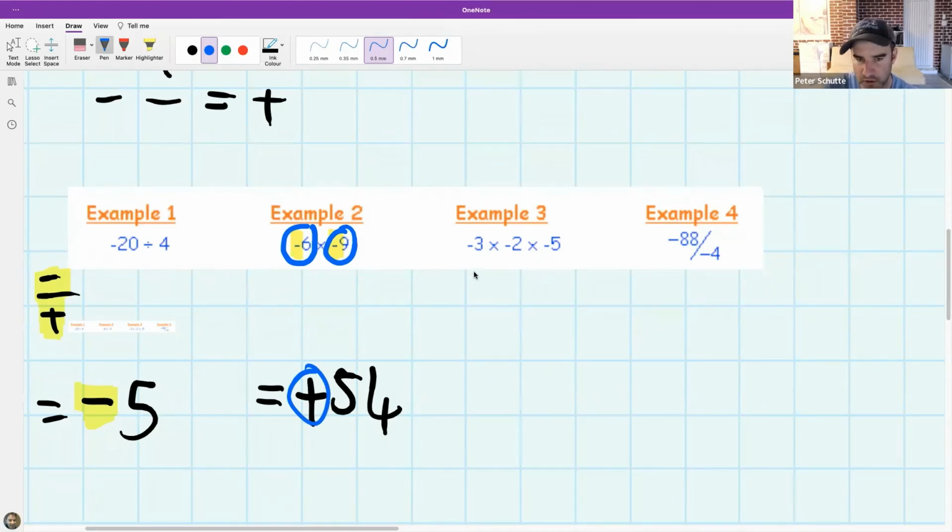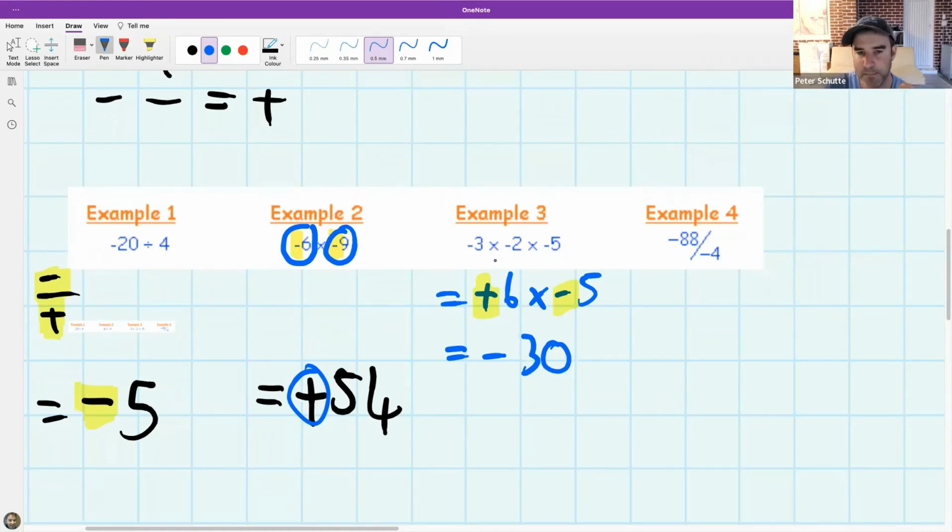So let me show you on this next one. Can you see I've got negative 3 times negative 2? What do you think that's going to end up being? Are you still with me? Okay, so negative 3 times negative 2, two negatives is going to give a positive, and then I get positive 6. But I'm not finished my question. So a positive here times a negative here means the final answer is going to be negative, and then 6 times 5 gives you negative 30.